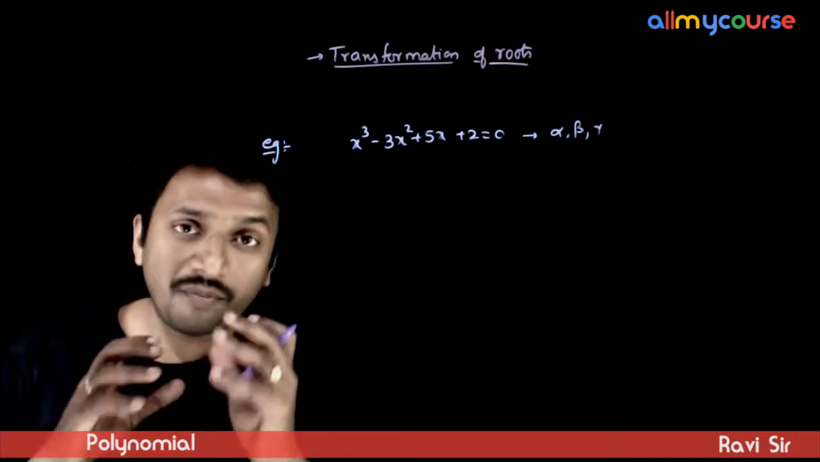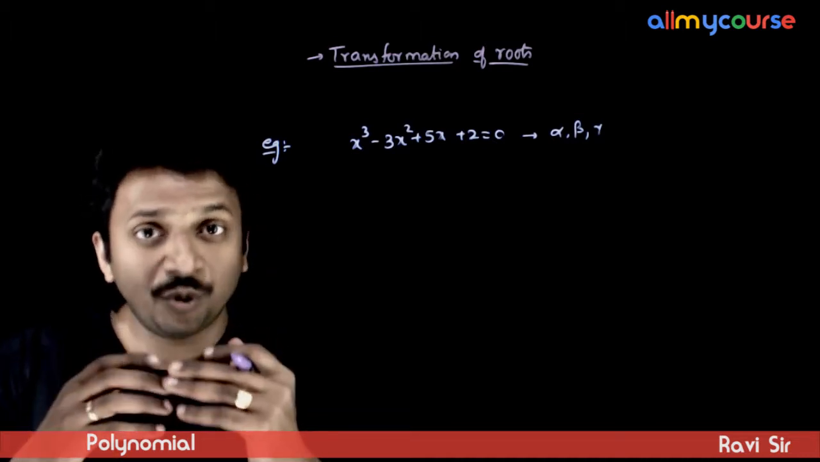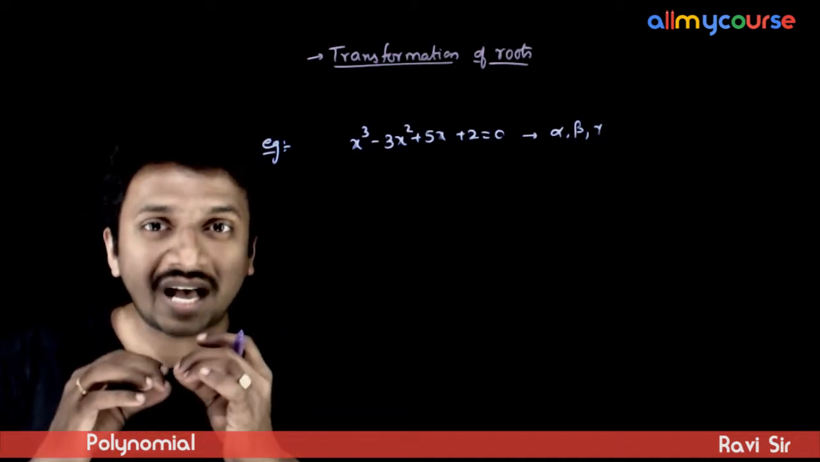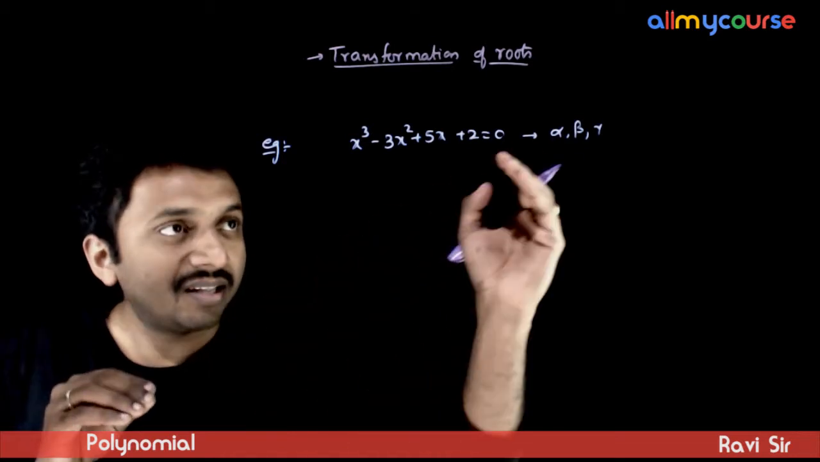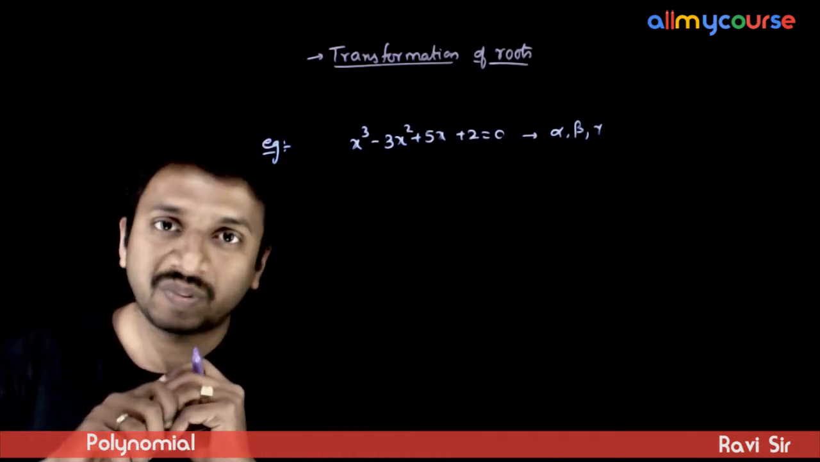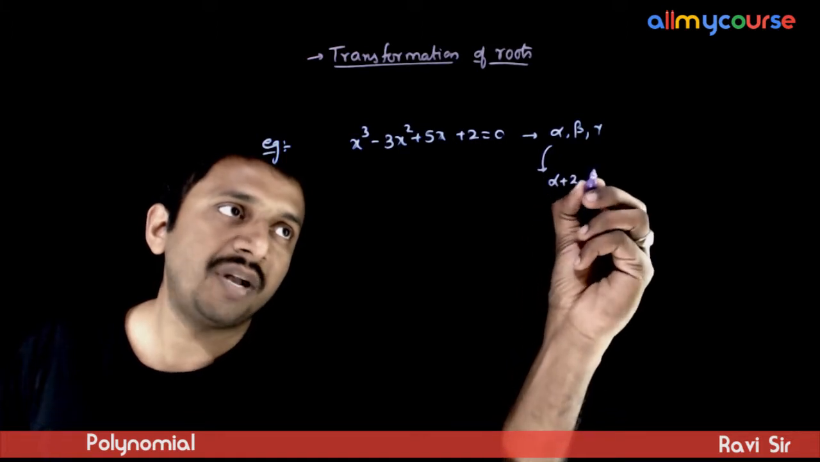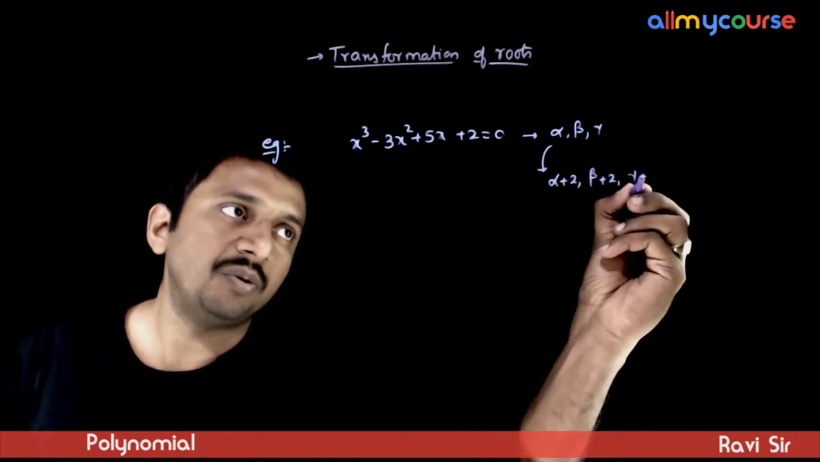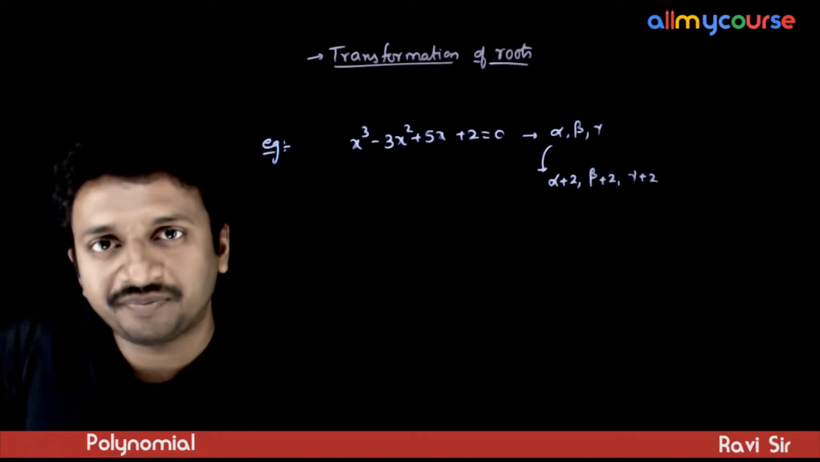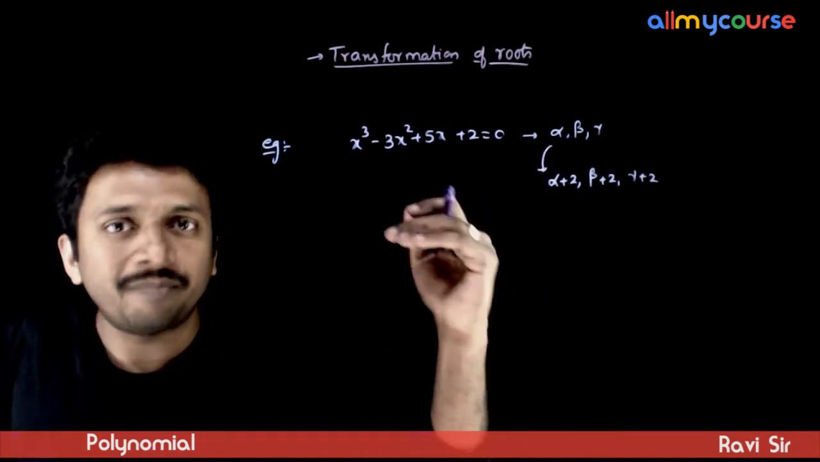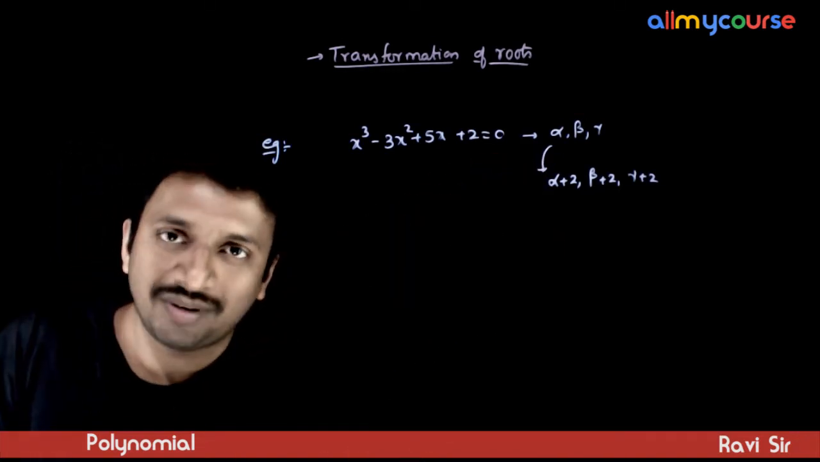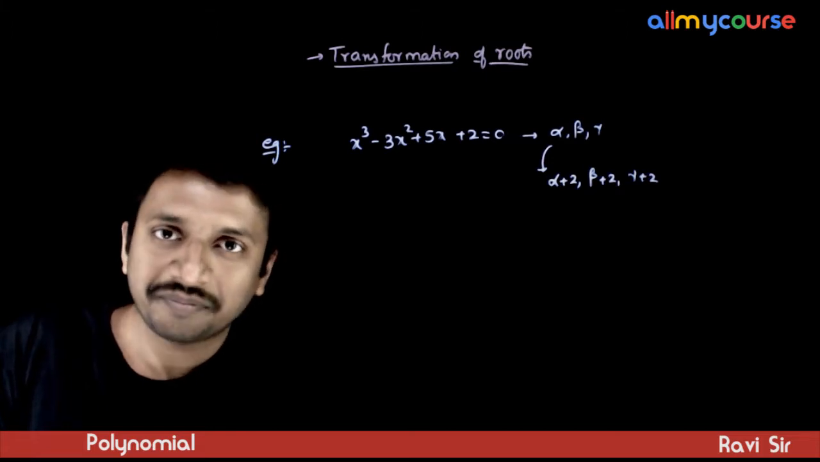Now I want a cubic equation whose roots are 2 greater than the roots of this equation. It means I want an equation whose roots are alpha plus 2, beta plus 2 and gamma plus 2. I want to increase the magnitude of the roots by 2 units. So how do I do it?